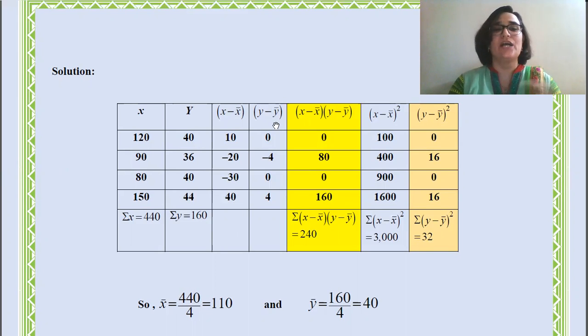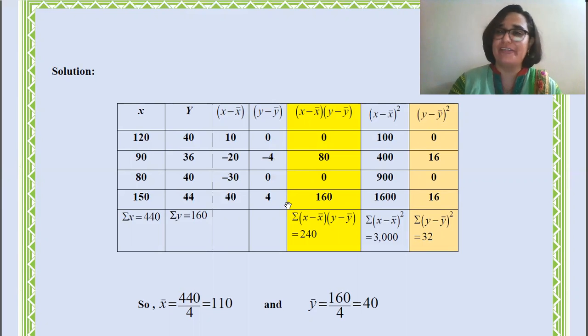सेम वे अब हम वेरिएबल y के लिए we shall calculate y minus y bar. What was your y bar? It was 40. Very good. Let's go quick. 40 minus 40, 0. 36 minus 40, minus 4. 40 minus 40, 0. 44 minus 40, 4. Total नहीं लेना. Great going.